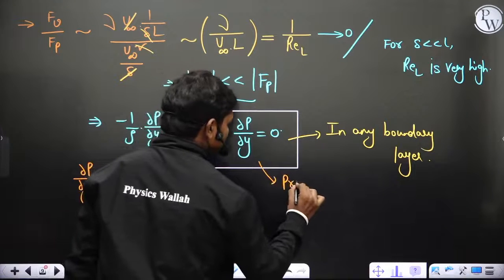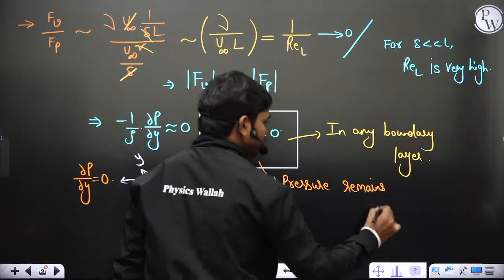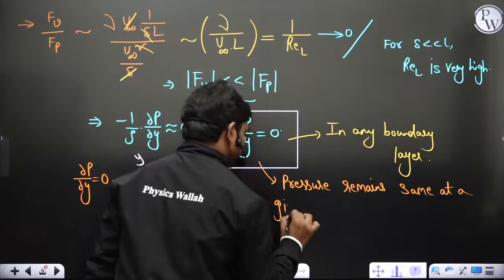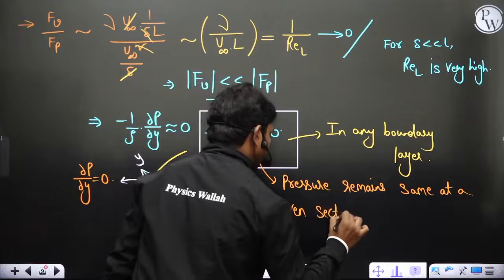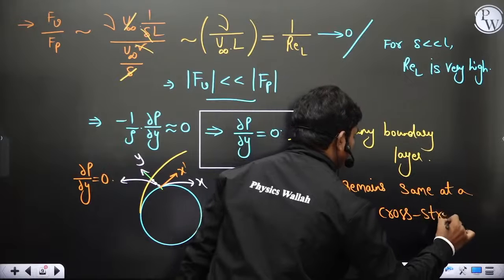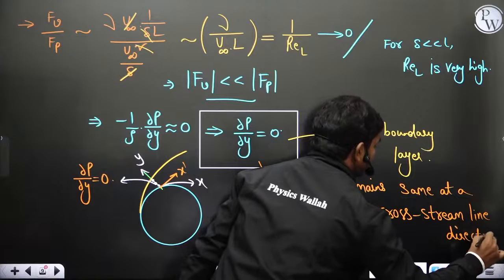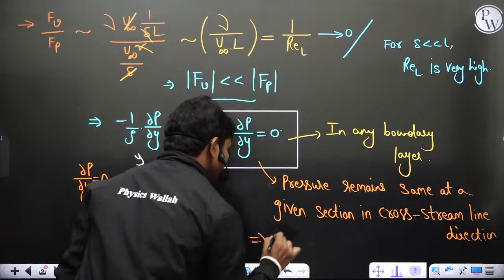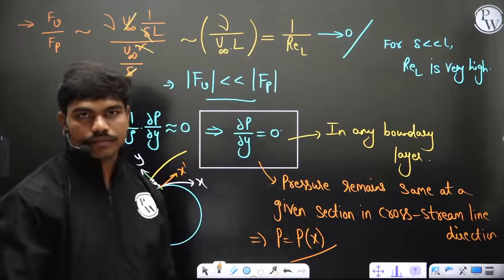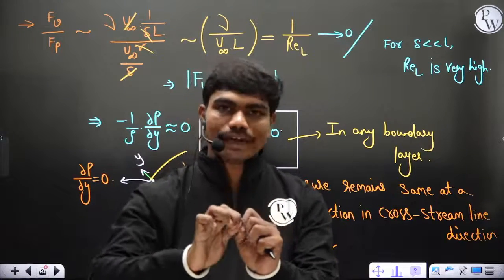So pressure remains the same at a given section in cross streamline direction, which means one thing you can say, pressure is only a function of x. Because normally when there is a boundary layer, if you are dealing in 2D, pressure at any point can depend on x and y.